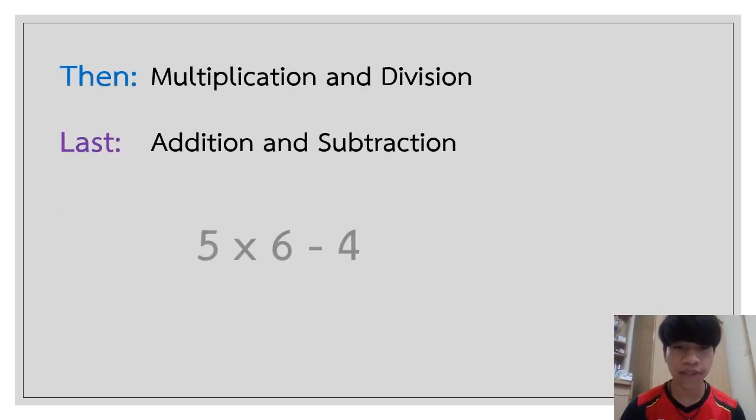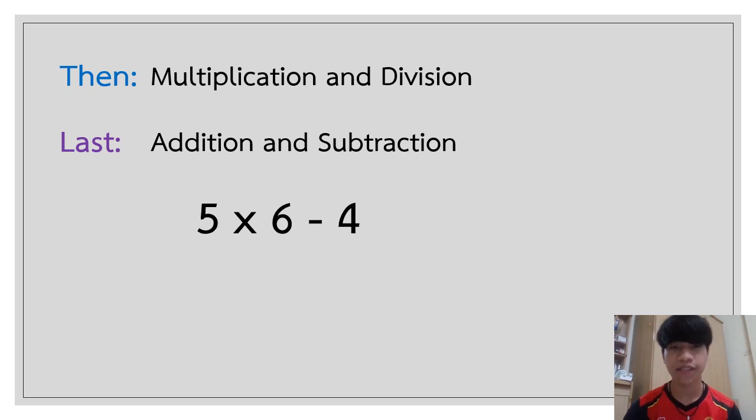If you get the problem 5 times 6 minus 4, do you remember? The multiplication is before the subtraction. And 5 times 6 is equal to 30. And 30 minus 4 is equal to 26.